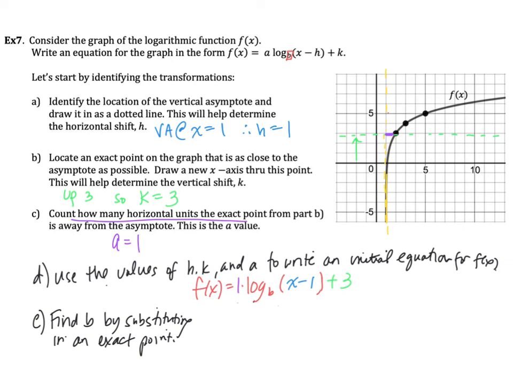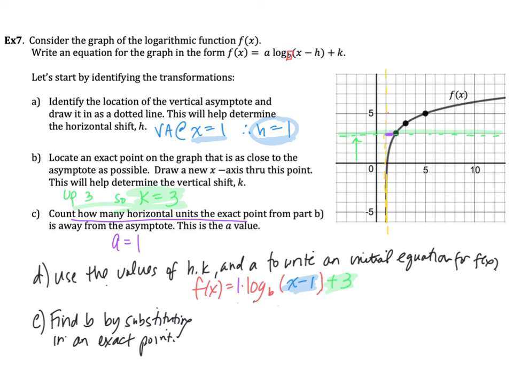All right, so you should have gotten a vertical asymptote of x equals 1. Therefore, your h is equal to 1, right? So that's down here. You get x minus 1. You should have gotten an up 3. We moved our x-axis up 3 units. Therefore, our k is equal to 3. So you should have had a plus 3 down here.